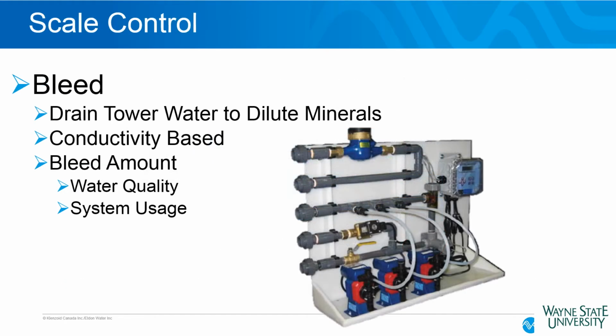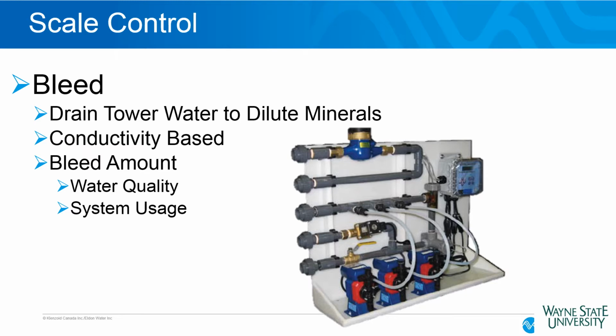So how do we control and make sure that we don't have scale in our systems? Well, the number one way we do this is actually bleed. What this is, is drawing off some of the tower water so we can dilute it with fresh makeup that tends to be at a lower mineral concentration. It dilutes it and prevents those minerals from coming out.